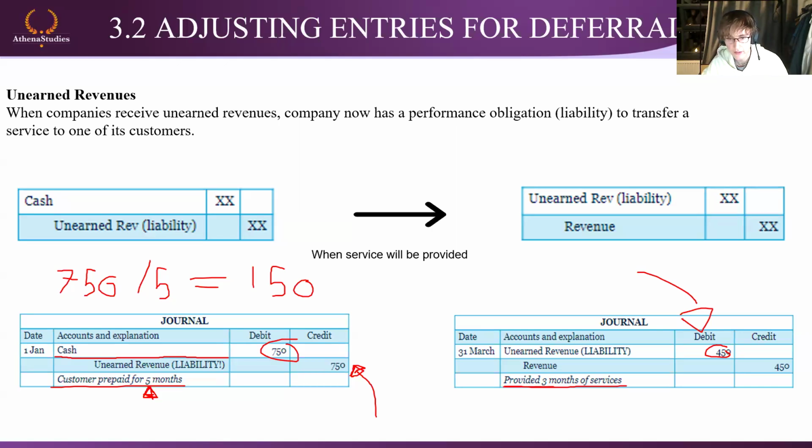Let's see here. You provided 3 months of the service. So 3 months of the service, multiply, this is your monthly rent in case that wasn't obvious, right? Your monthly rent times 3, in this case, would be equal to 450. And that's basically the summary.